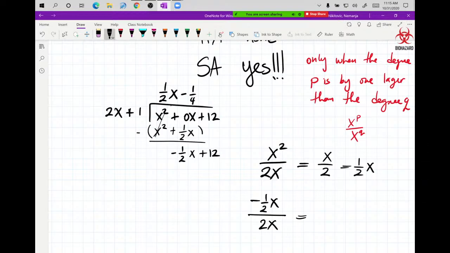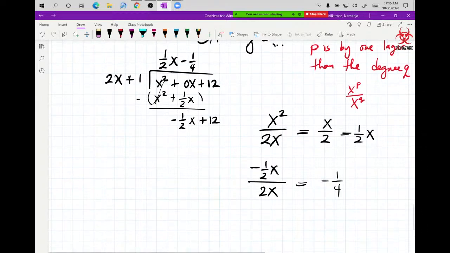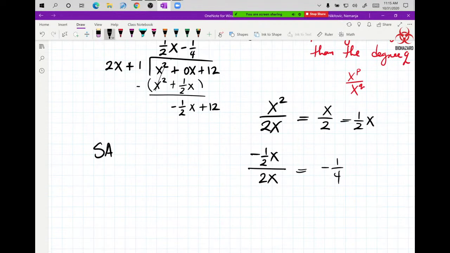So x cancels x, and you just have 1/2 divided by 2. Well, half of a half is a quarter, so negative 1/4. And that's how I have this part. So now I have my slant asymptote as y equals 1/2 x minus 1/4.